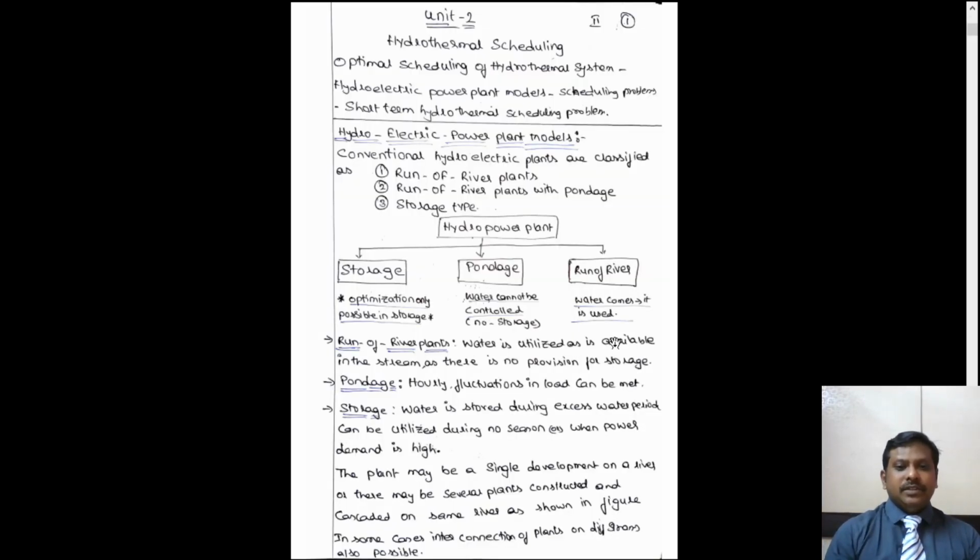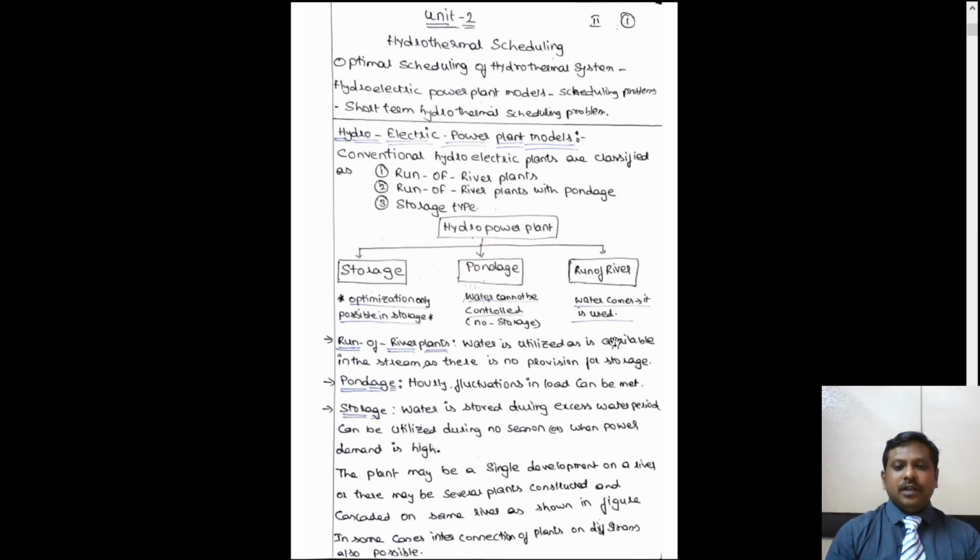So hydrothermal scheduling, according to the JNTU Kakinada syllabus, is optimal scheduling of hydrothermal system, hydroelectric power plant models, scheduling problems, short-term hydrothermal scheduling problems. So here we are having hydroelectric power plant models. There are different types of hydro power plant models.